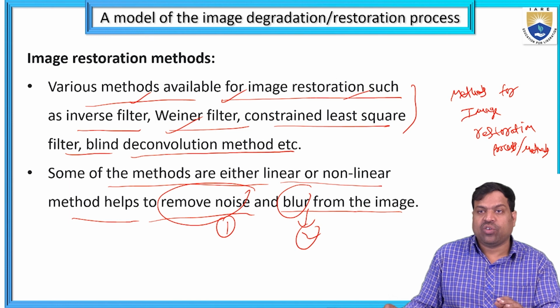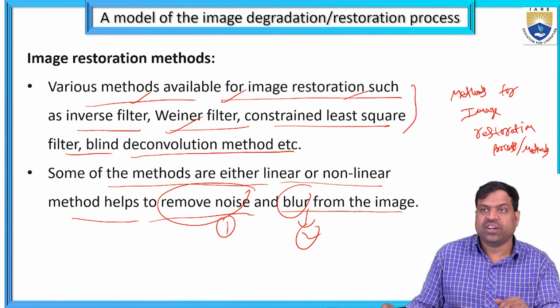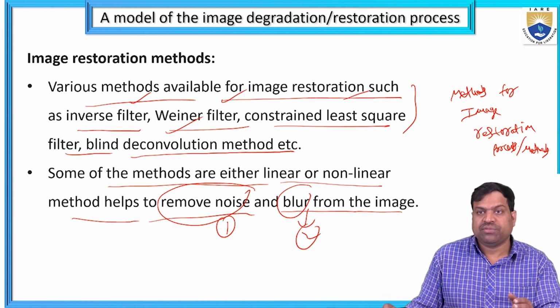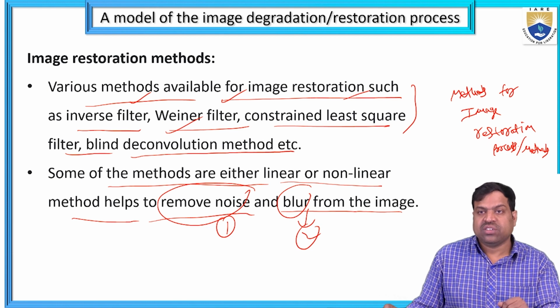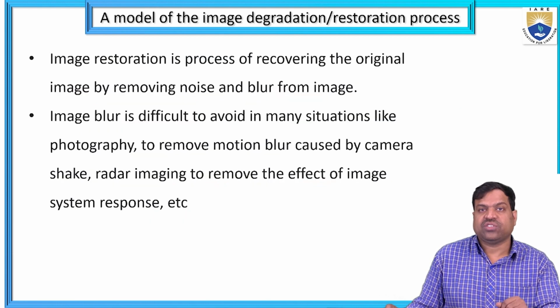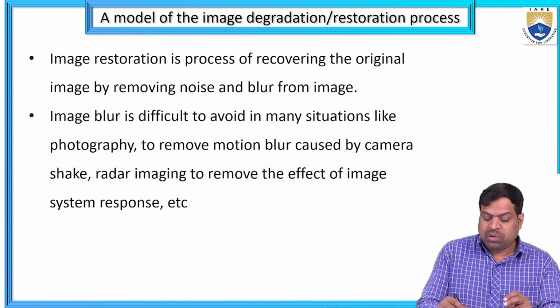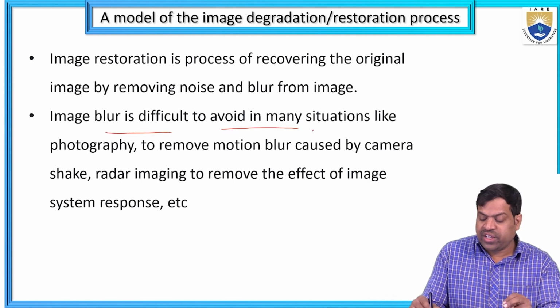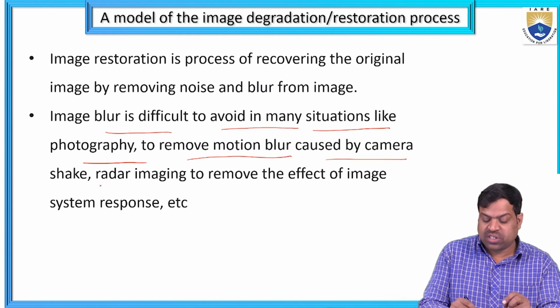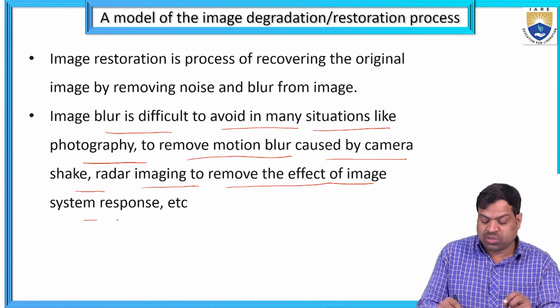So linear or non-linear techniques are applied to remove blurring and noise. Image restoration is the process of recovering the original image by removing noise and blurring from the image. Blur is difficult to avoid in many situations like photography, removing motion blur caused by camera shake, radar image processing, and removing the effects of image system responses.